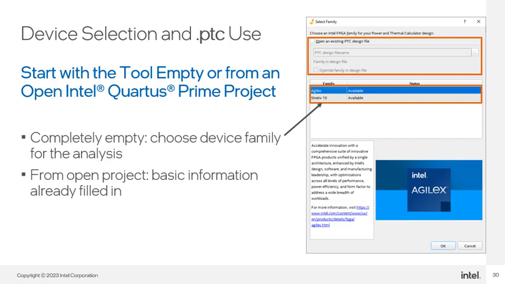If you enable the override, select the device family to use for the analysis. If you open the calculator from an open Intel Quartus Prime project, the targeted device family in the project is selected, and basic information about the targeted device will be filled in automatically.